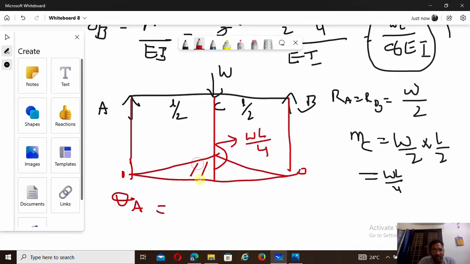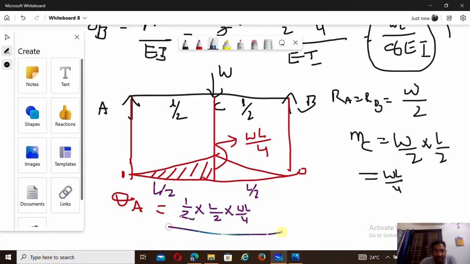What is the area for this case? I am taking only this half portion. I am considering only half of this portion. So what is the value for this case? Area means half into, you should not get confused, here it is L by 2, only half of the distance we are considering. So area means half into base, which is L by 2, into ordinate, which is WL by 4, divided by flexural rigidity EI. Now you can calculate, that is equal to W into L into L square, 2 2s are 4, 4 4s are 16. So WL square by 16 EI. So what is the slope for a simply supported beam? It is WL square by 16 EI.